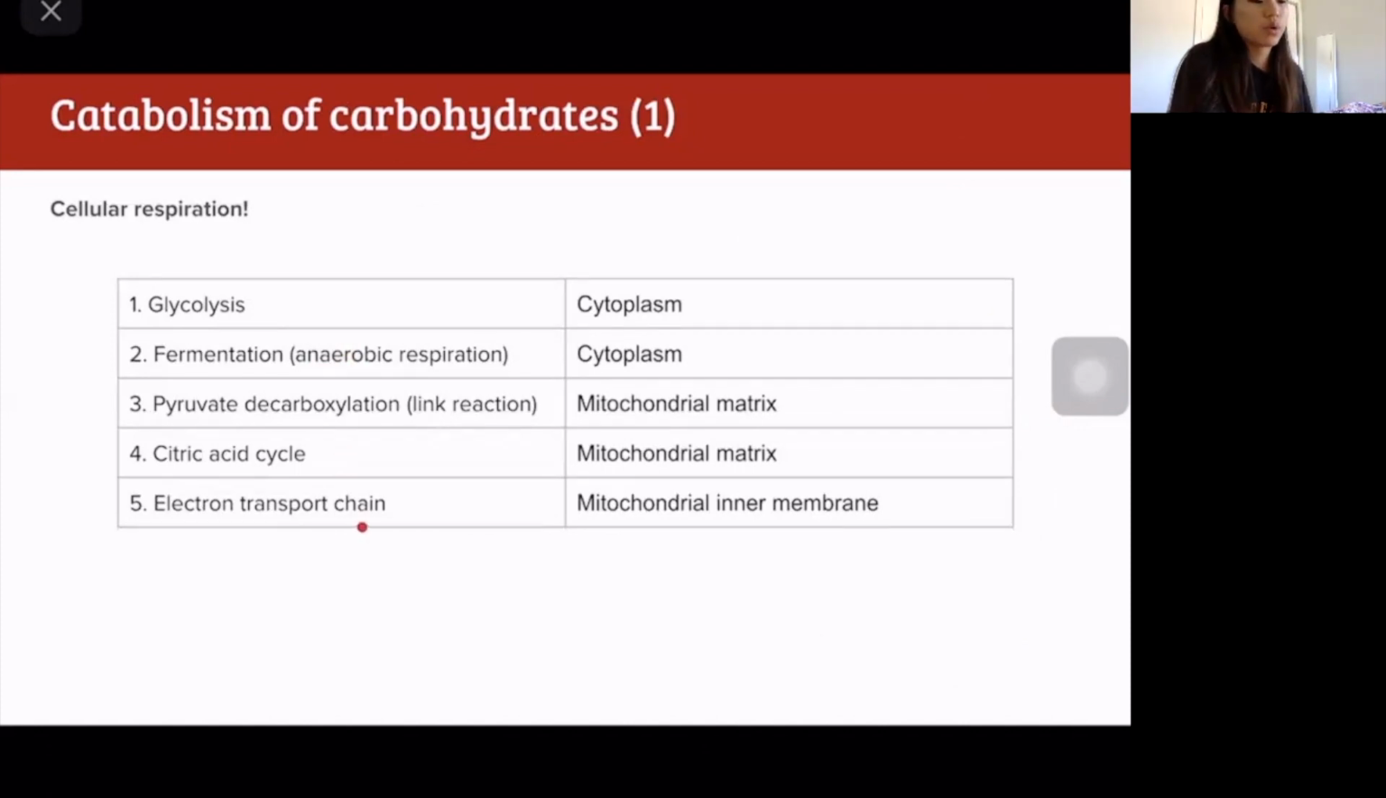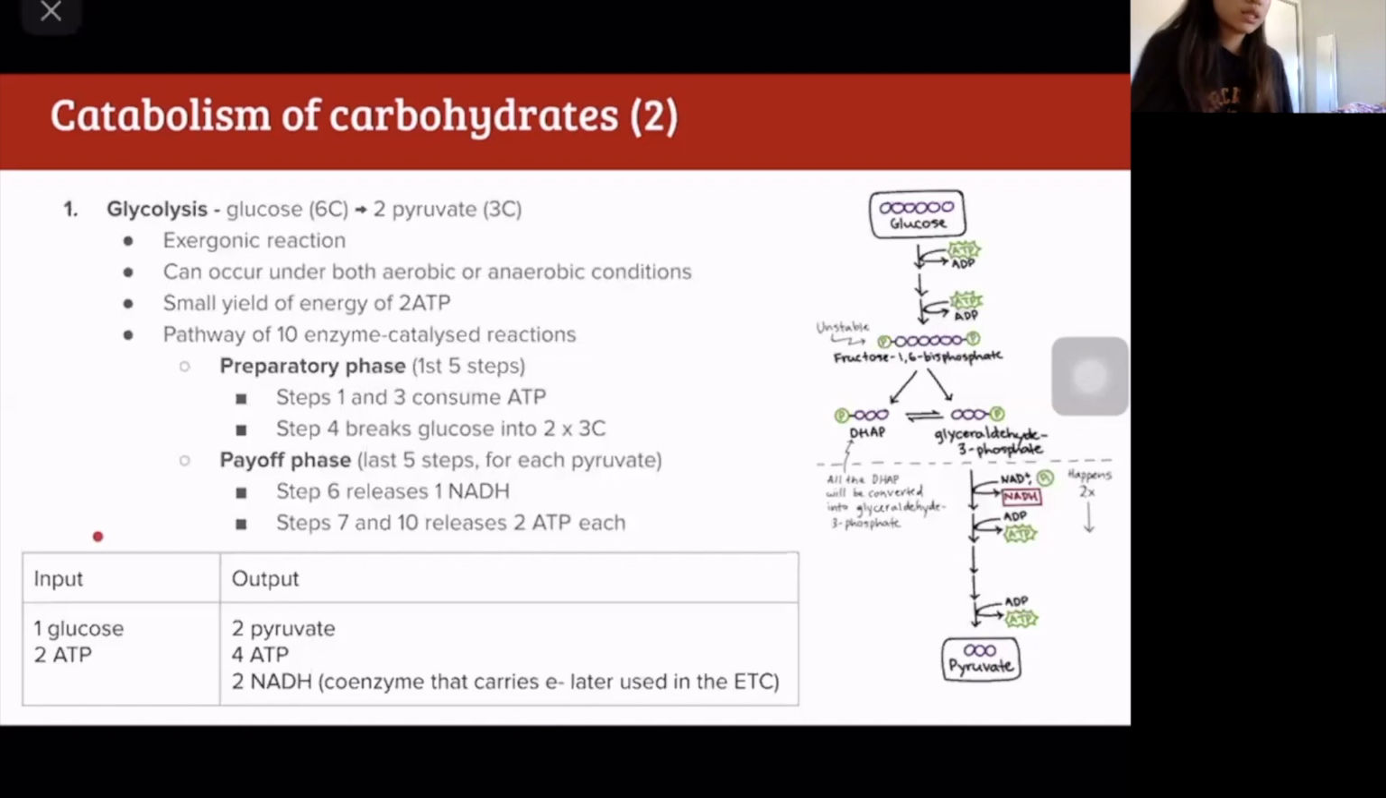And on this side, I've got where these various steps occur in the cell. So glycolysis occurs in the cytoplasm. Pyruvate decarboxylation occurs in the mitochondrial matrix, the CAC in the matrix as well, and lastly, the ETC in the mitochondrial inner membrane. So I'm only going to go through the first three with you, because I'm pretty sure Mayanne has already gone through the CAC and the ETC last week. Okay, so the first thing is glycolysis.